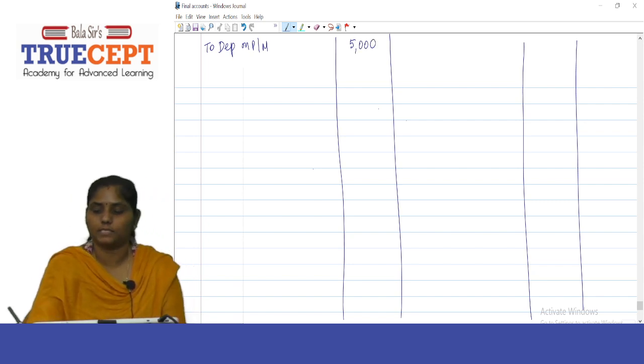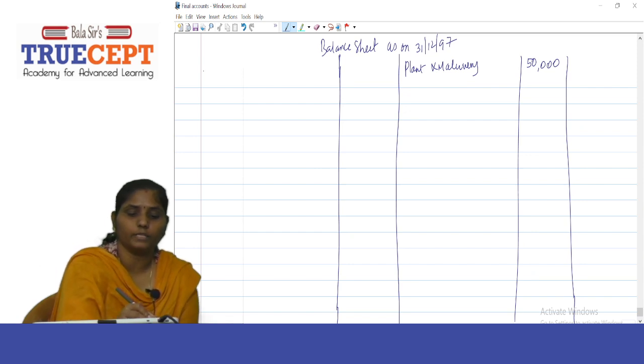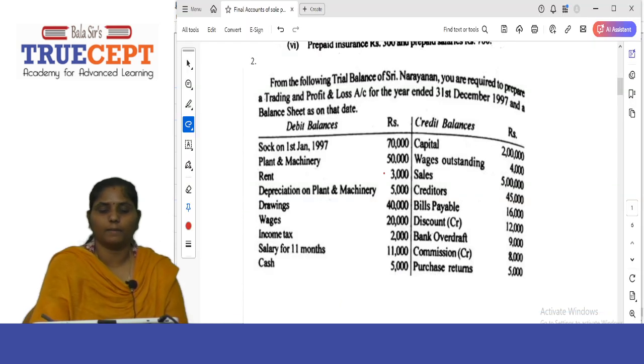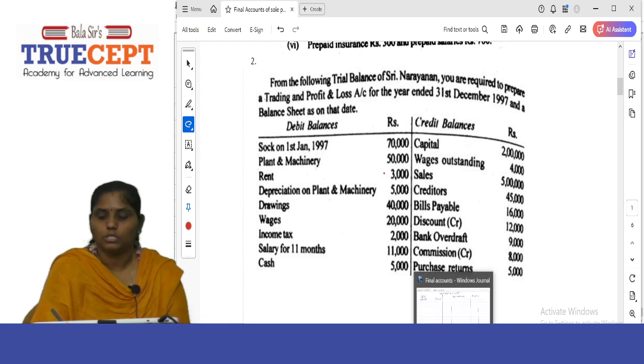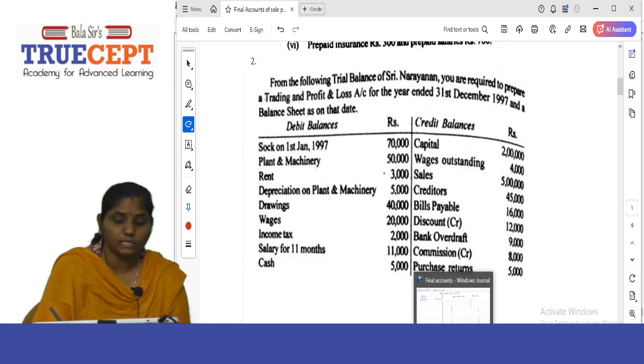Next, drawings. The next item given is drawings. So in the balance sheet, I'm writing capital, we don't know the amount in a column, less drawings. What is the amount? 40,000 in a column. Now go to the trial balance, the next item, wages 20,000. Remember, wages outstanding is there, but it is not an adjustment. Therefore, it will not affect the trading account, so I can straight away write the amount in the outer column.